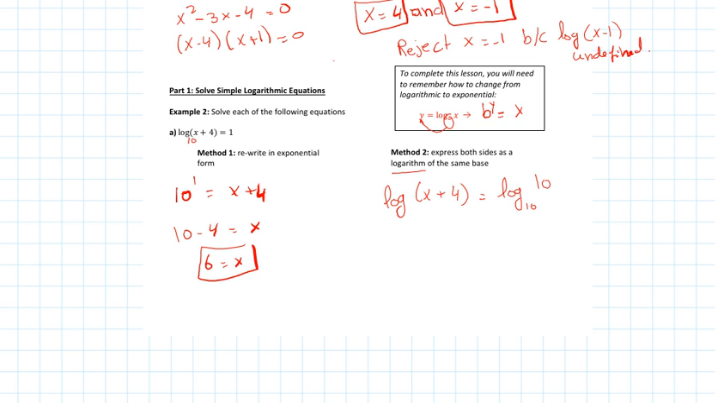And then, so back to the first question, I have log on both sides, and it's the same base. So right away I can drop the log, and that makes it x plus 4 equals 10, and then x equals 10 minus 4, which is 6. Whatever is easier for you, you can follow.